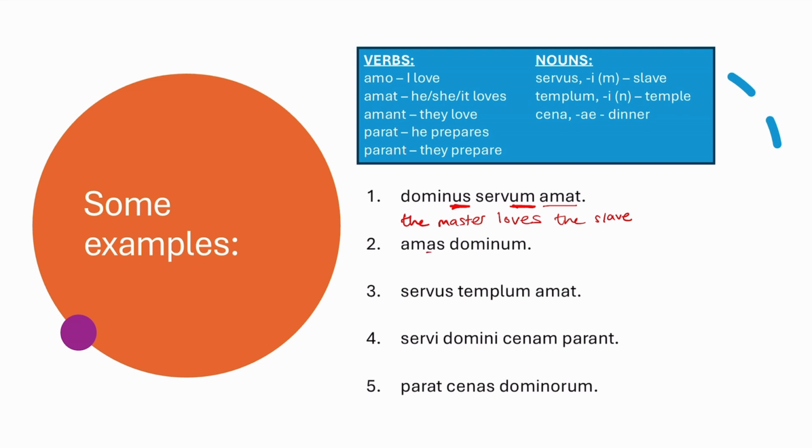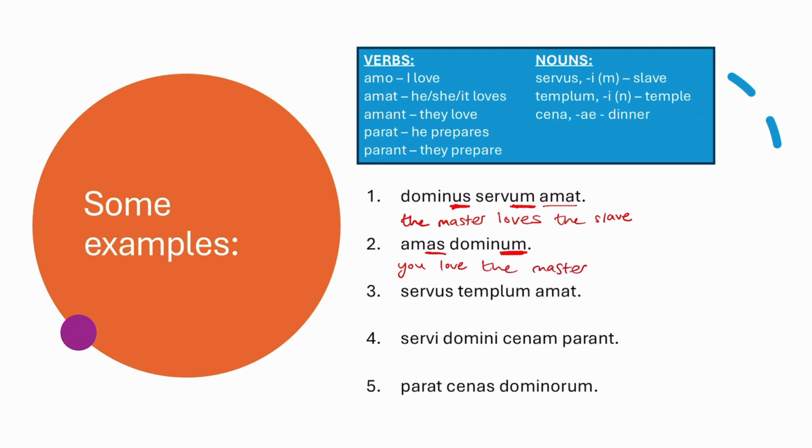So here, amas means you love, which I also missed out on our vocab list. If you want to go over your verbs, there is a video up already, and there will be more verb videos coming soon. So amas, you love. And then dominum, accusative ending. So you love the master.